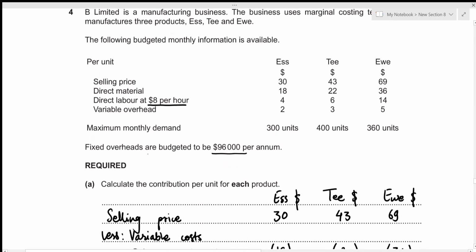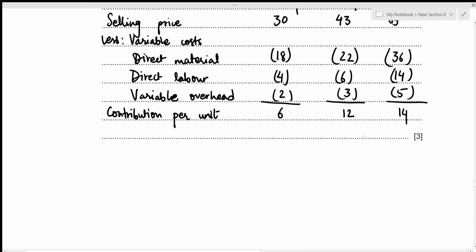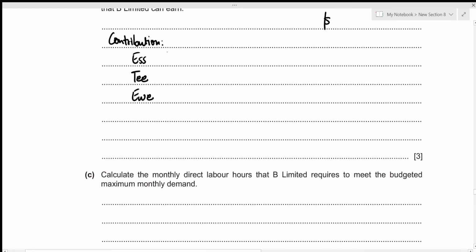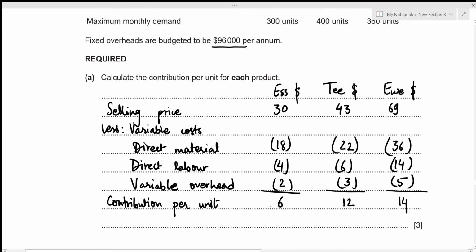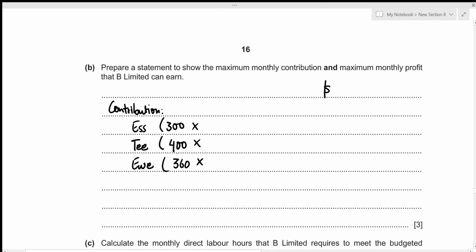Now let's have a look for the maximum monthly demand. So for S, that's 300, for T, that's 400, and for E, that's 360. Let's list that down first. For S, we have 300, then we have 400 for T, and we have 360 for E. Now we just need to multiply the contribution per unit to each of the monthly outputs for these 3 products and then figure out the total contribution. So contribution per unit was 6, 12, and 14. Let's just write it down. So that's 6, 12, and 14. These are the contribution per unit.